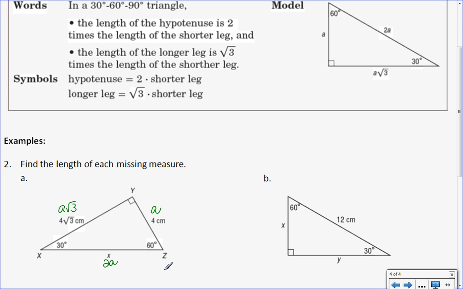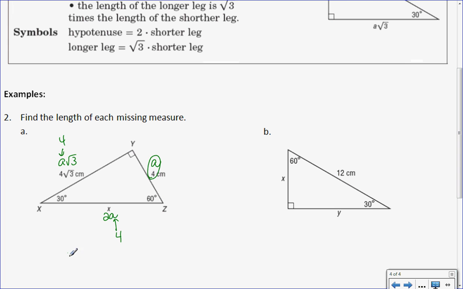Okay, so now let's find a length that we have. Here we have that the A is 4. And you could double check over here. If I replace this with 4, I get 4 square root of 3. That looks pretty good. So now here, if I replace the A with 4, I will get that x is equal to 2 times 4, or 8.